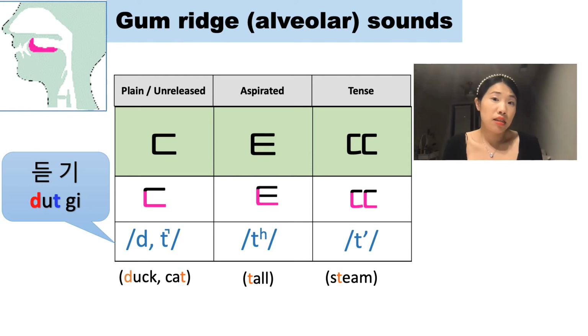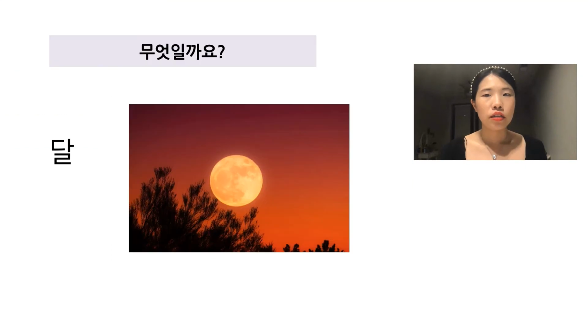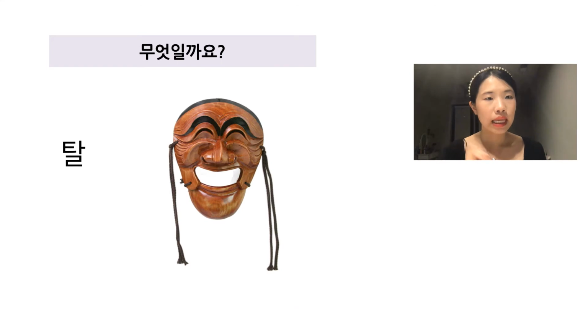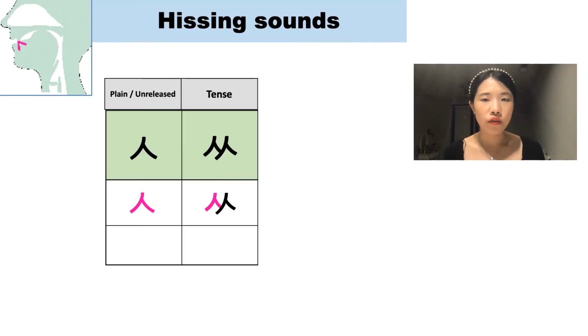So that's the best suggestion I can give right now. And let's practice with some actual words. 달, which means moon. 딸 means daughter. 탈 means mask. And then now we are moving on to hissing sounds.